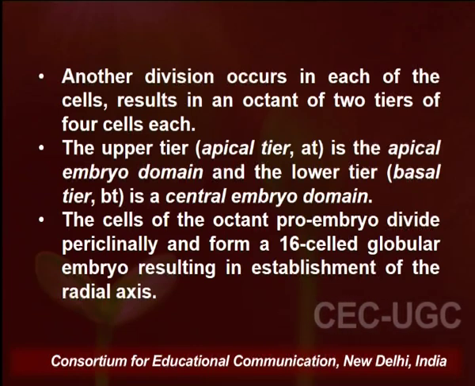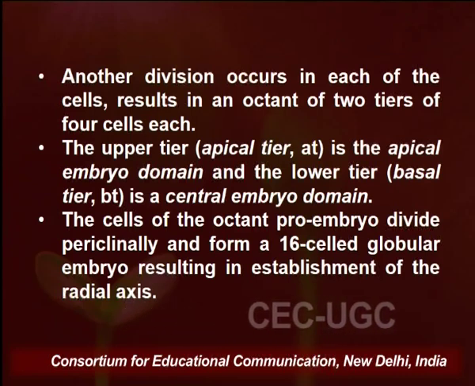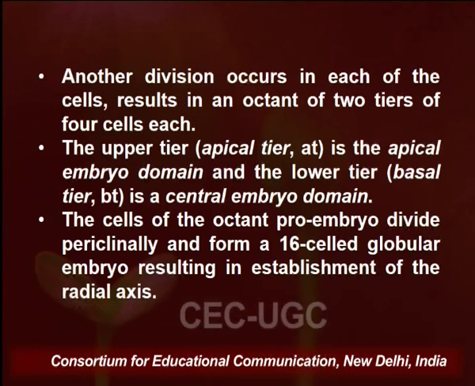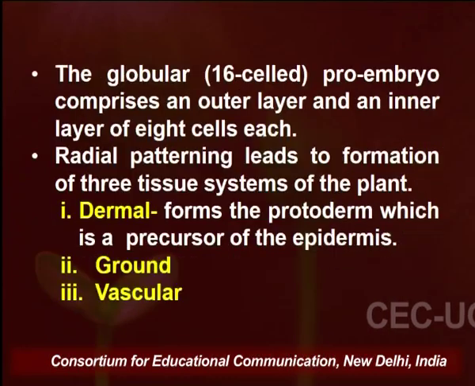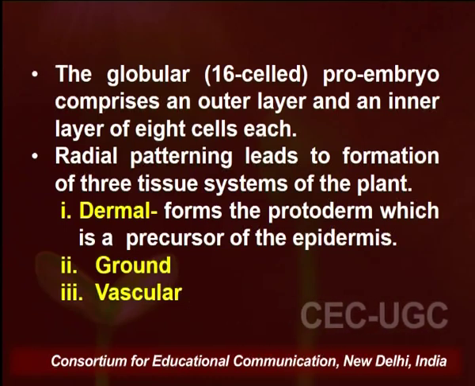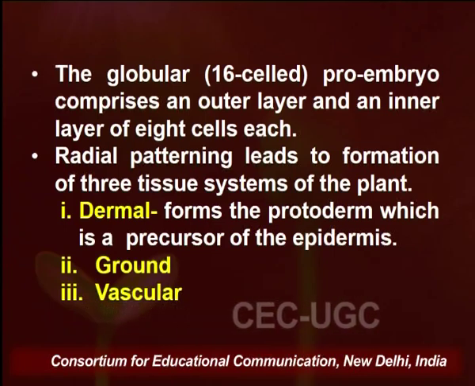The cells of the octant pro-embryo divide periclinally. You know, periclinal is when the division is parallel to the surface. So, they form a 16-cell globular embryo, resulting in the establishment of a radial axis. This globular 16-celled pro-embryo now comprises an outer layer, formed by the periclinal divisions, and of course an inner layer of 8 cells each. Radial patterning leads to the formation of 3 tissue systems of the plant.